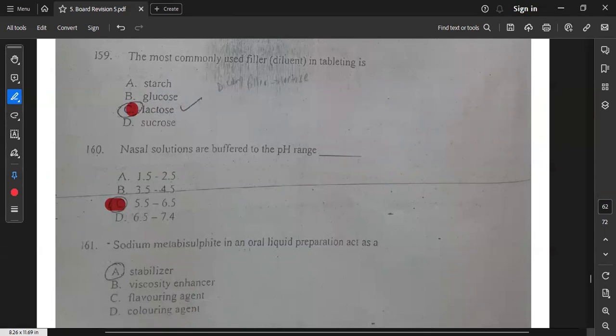So, next, sodium metabisulfite in an oral liquid preparation acts as a stabilizer, viscosity enhancer, flavoring agent, or a coloring agent. Sodium metabisulfite.